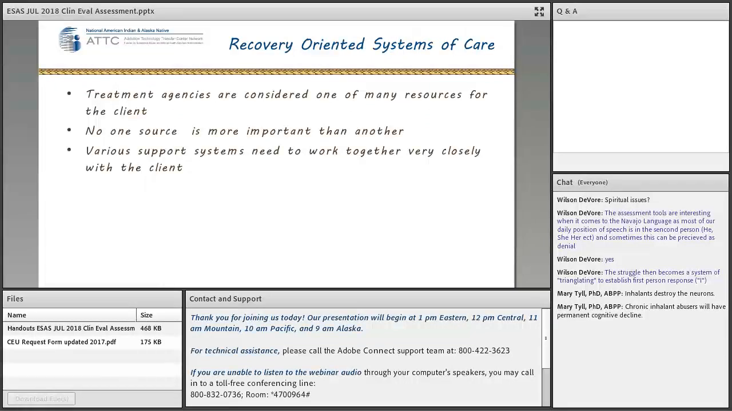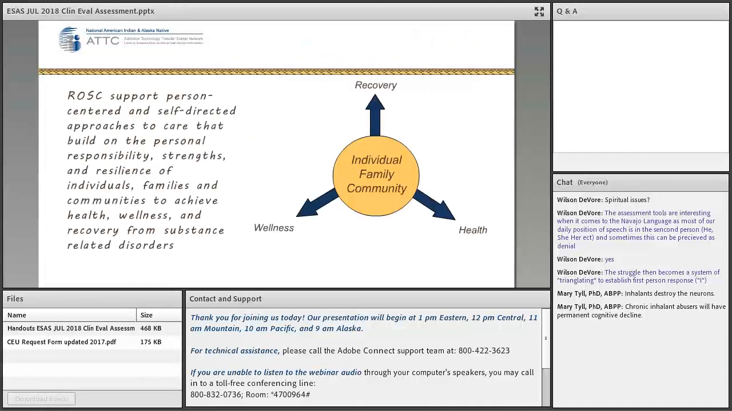Treatment agencies are considered one of many resources for the client. No one source is more important than another. The various support systems need to work together very closely with the clients. This might also include family members, people that the person may look up to, to help them through that process. So a lot of positive reinforcement and such is really helpful.